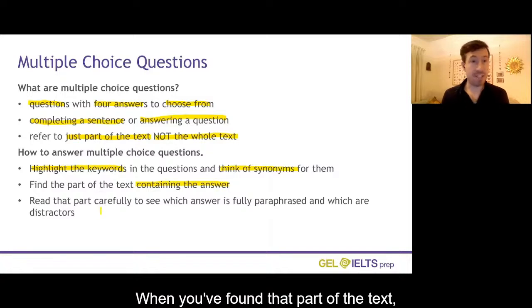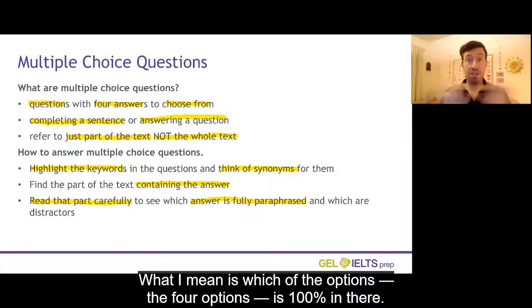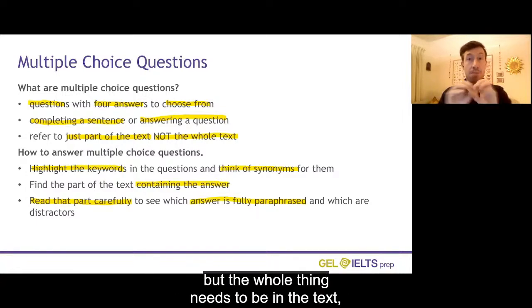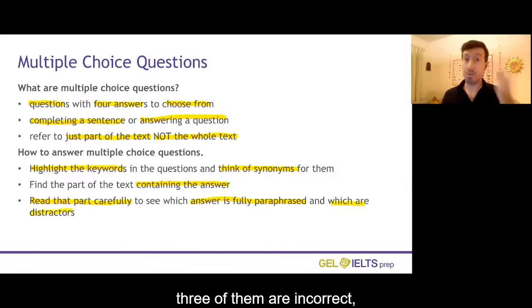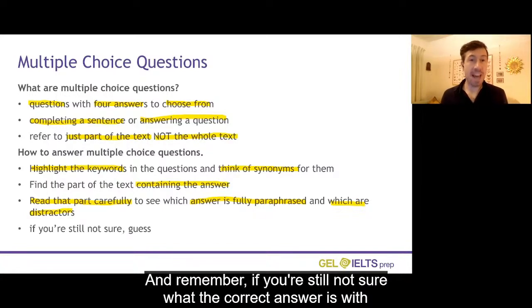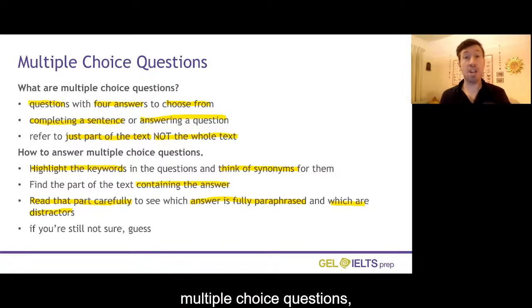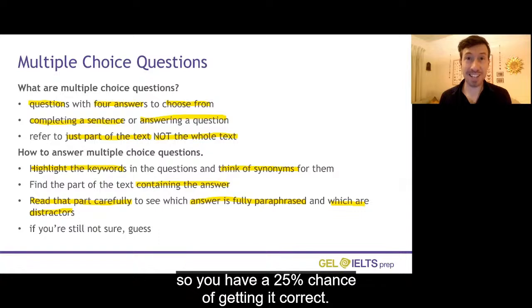When you've found that part of the text, you need to read that part carefully to see which answer is fully paraphrased. What I mean is which of the options, the 4 options, is 100% in there. Not just 1 word or 2 words, but the whole thing needs to be in the text. And which are distractors. So because there's 4 options, 3 of them are incorrect. So 3 of them will likely have distractors in them. And remember, if you're still not sure what the correct answer is, with multiple choice questions, you can just guess. You have 4 possible answers, so you have a 25% chance of getting it correct.